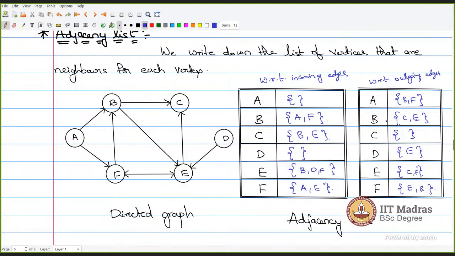Now see, if I ask you, is there an edge from B to C? What I have to do is go to the B row and scan all the elements inside that set. If I find C, then I say there is an edge from B to C. If I don't find the vertex C, then I say there is no direct edge from B to C. So this requires scanning all the vertices present in this set.